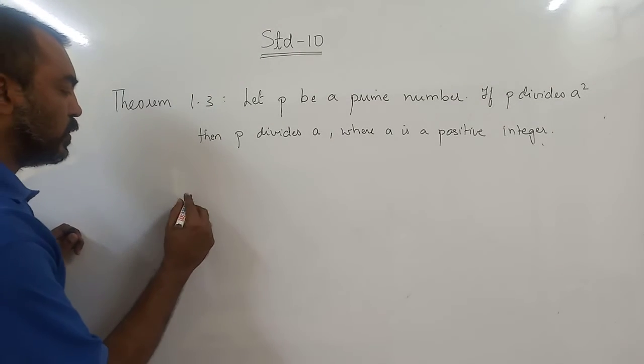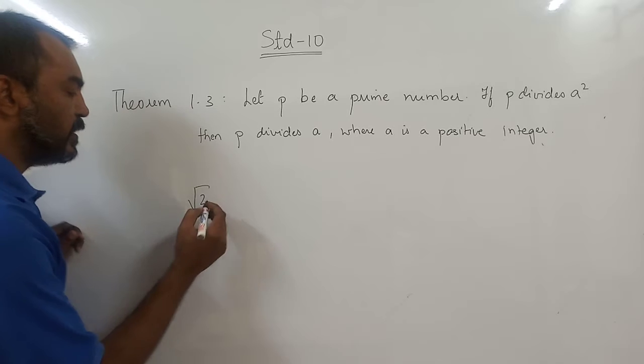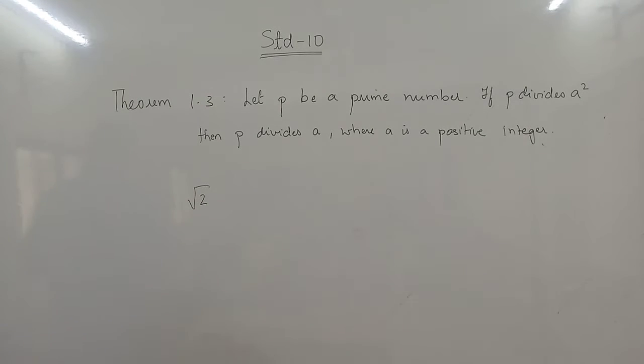Now in the 9th we learned that root 2 is an irrational number. So again we revise. What is a rational number? A rational number can be written in p by q form, and a rational number is a non-terminating but recurring decimal, while an irrational number is a non-terminating, non-recurring decimal, meaning it cannot be written in the form p by q.